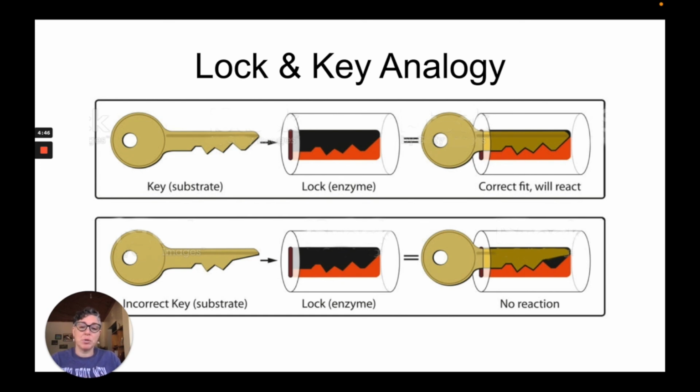The key, which is the substrate, which doesn't quite match the lock or the enzyme, a reaction will not occur. Why? Because all the points of contact of the active site are not being bound together between the enzyme and the substrate. So this is an analogy, a comparison that can be used to describe how and why enzymes are specific: one enzyme specific to one substrate or a group of substrates in order to produce one specific product.